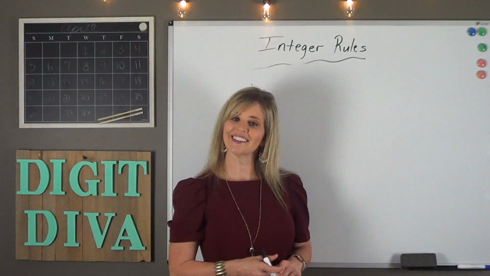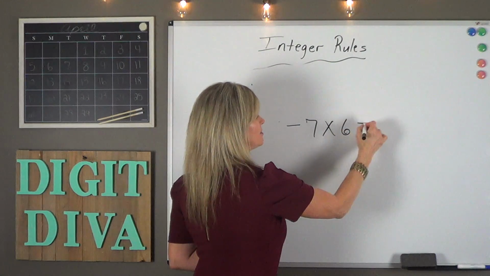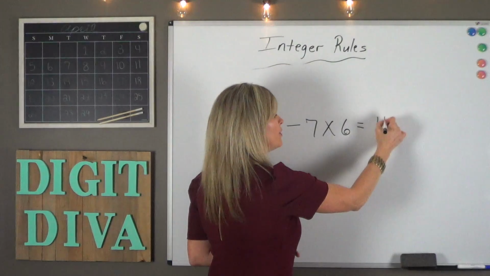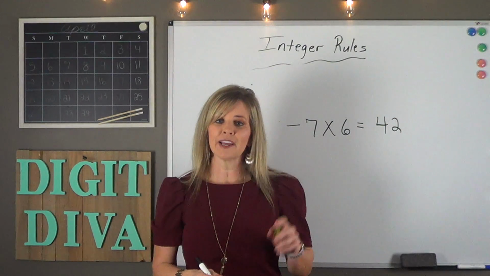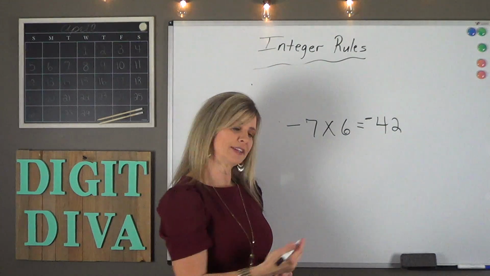All right, so let's practice that skill. How about negative 7 times a positive 6? Well, 7 times 6 is simply 42, and the rule states a negative times a positive would yield a negative answer. All right, let's do another one.